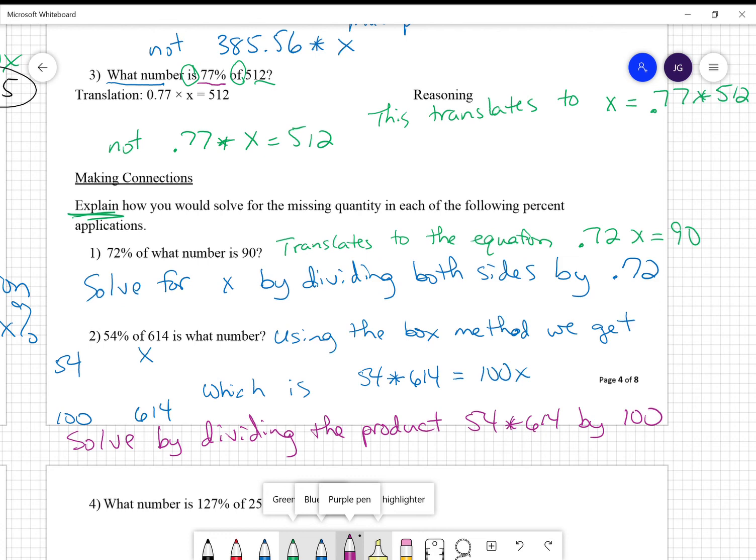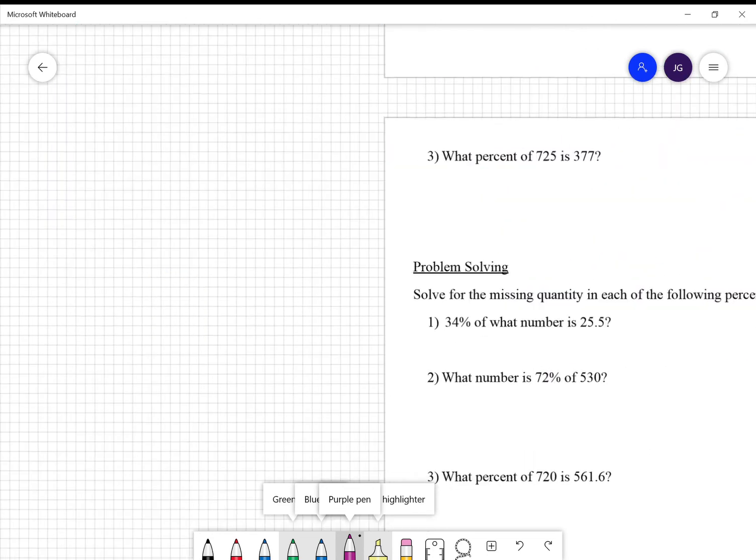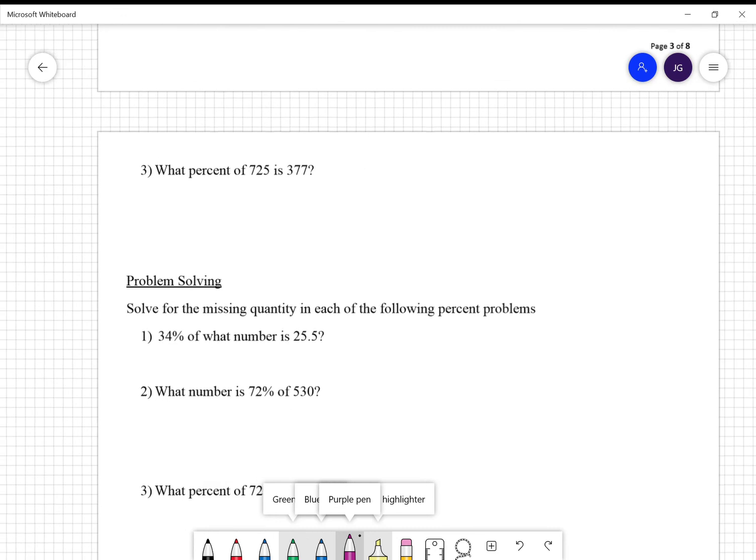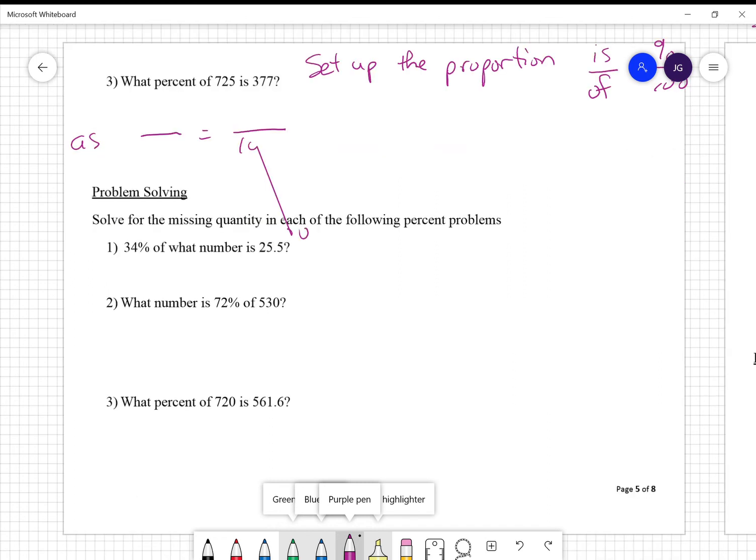Page 5. Okay, we're still explaining. I did not do is over of, so I'll set up the proportion: is over of equals percent over 100. See, 100 is always on the bottom.